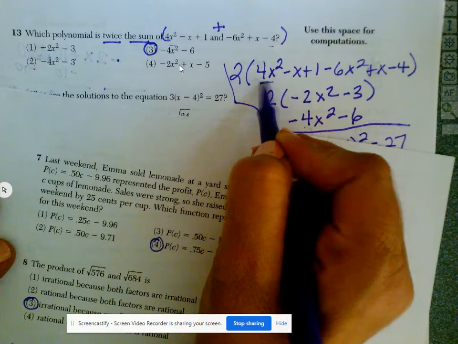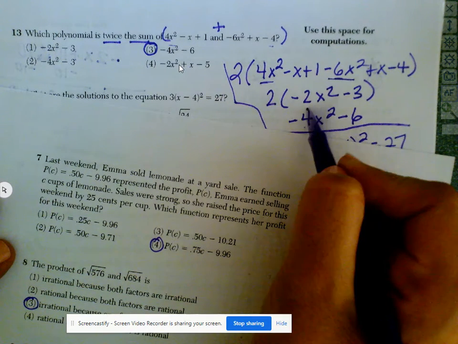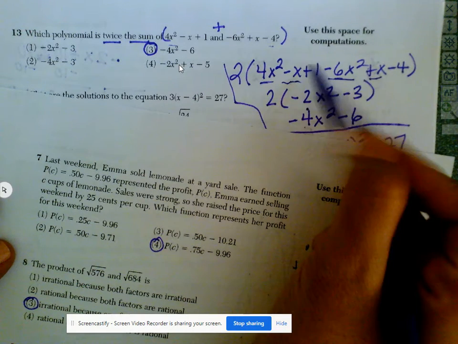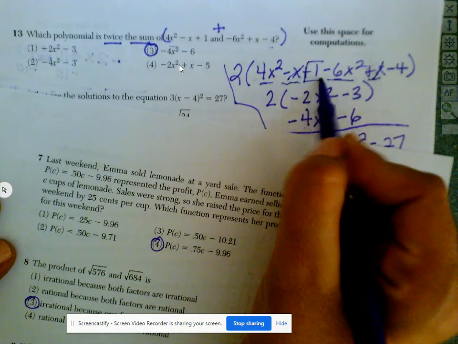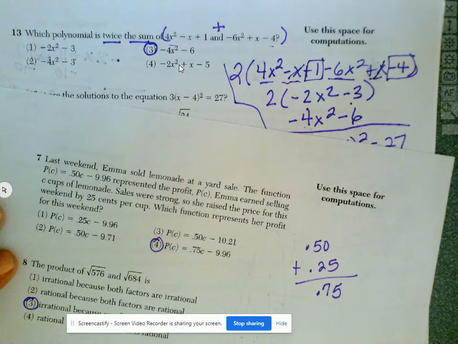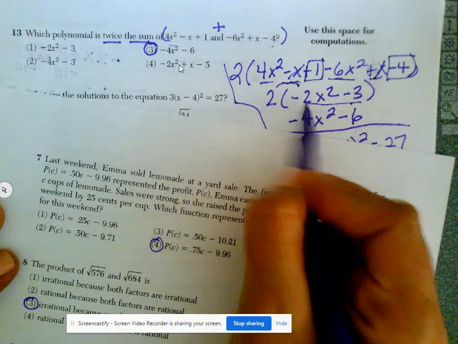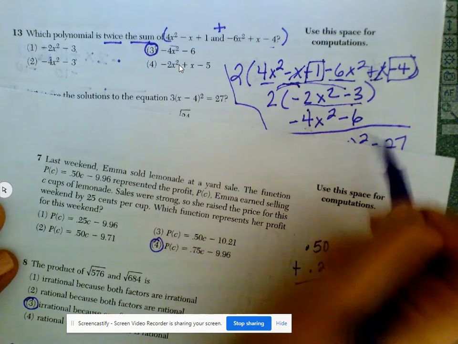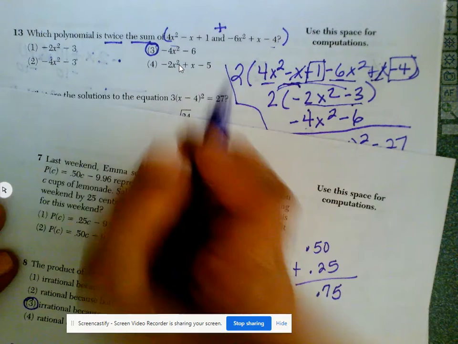Then I combine like terms. 4x squared and -6x squared gives me -2x squared. Negative x and positive x cancel each other out. And positive 1 and -4 give me -3. Now that I have my sum, I want to multiply it by 2. So I do 2 times -2x squared, which is -4x squared, and 2 times -3, which is -6. So -4x squared minus 6, which is choice 3.